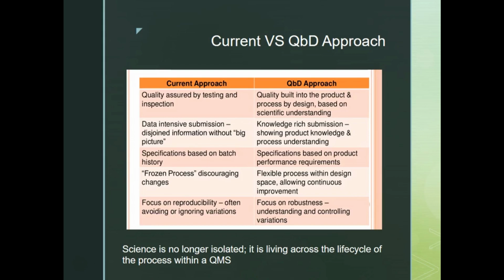And finally, the current approach would be focused on reproducibility, often avoiding variations within your process. The QbD approach is very dissimilar in that it focuses on robustness and understanding and controlling the variations that are seen within a process. So science is no longer isolated. It is living across the life cycle of the process within a quality management system that focuses on QbD.